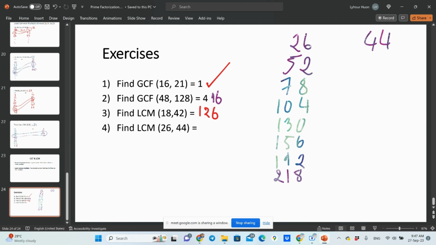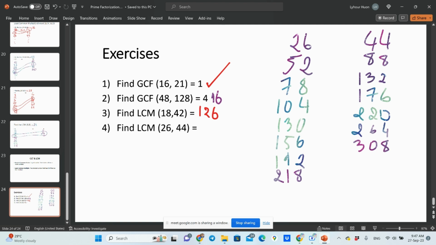Now we check with 44. 44, 88, 132, 176, 220, 264, 308. Is that common? No. 308, and then so on.